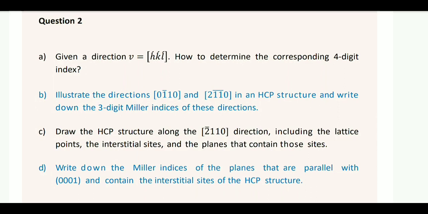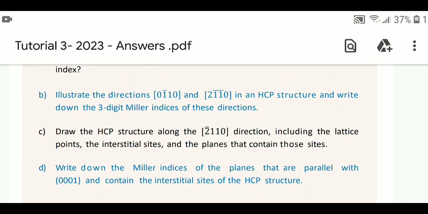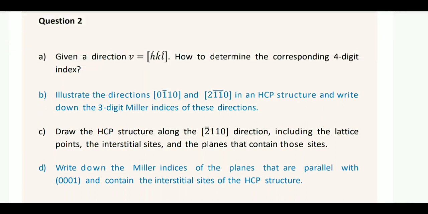In part D, we are told to write down the Miller indices of the planes that are parallel to (0001) and contain the interstitial sites of the HCP structure. In part C, we would already have drawn the planes that contain these sites, so we just have to name the Miller indices. All these planes should be horizontal. For example, the (0001) plane corresponds to the basal plane, so they will be parallel to the basal plane, above it.